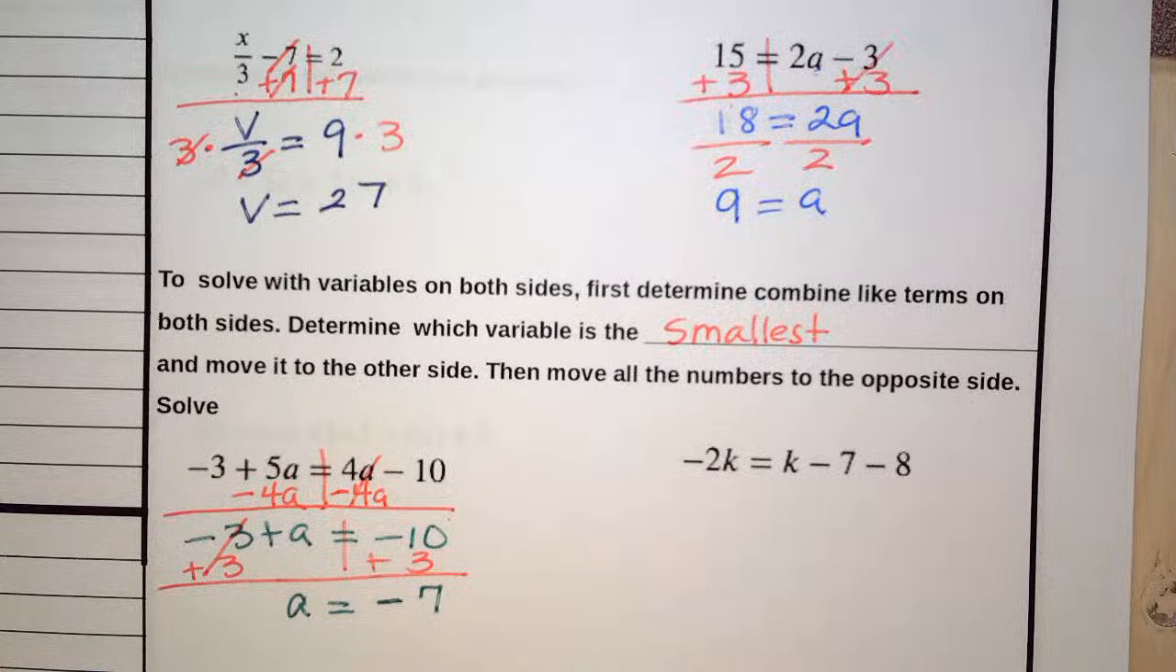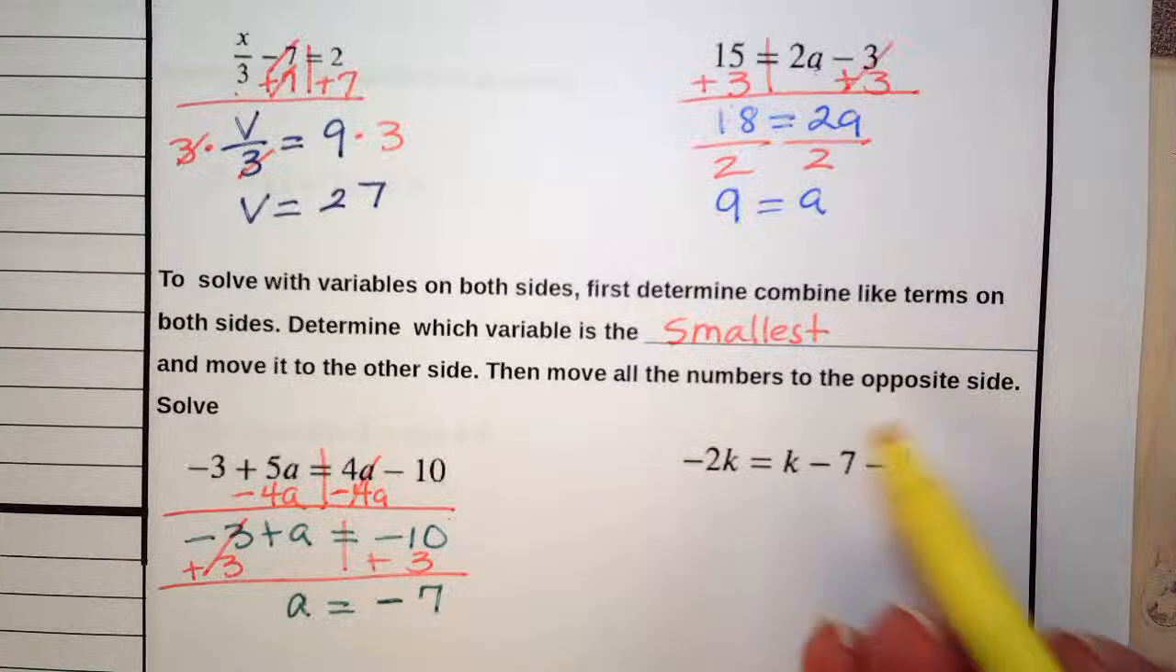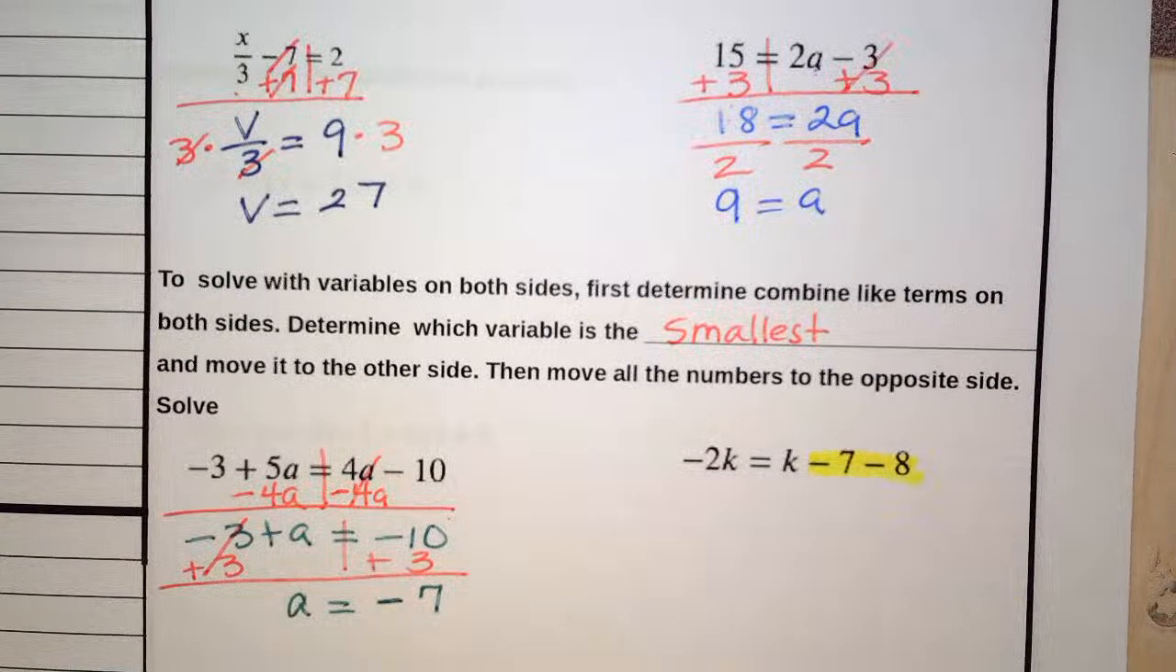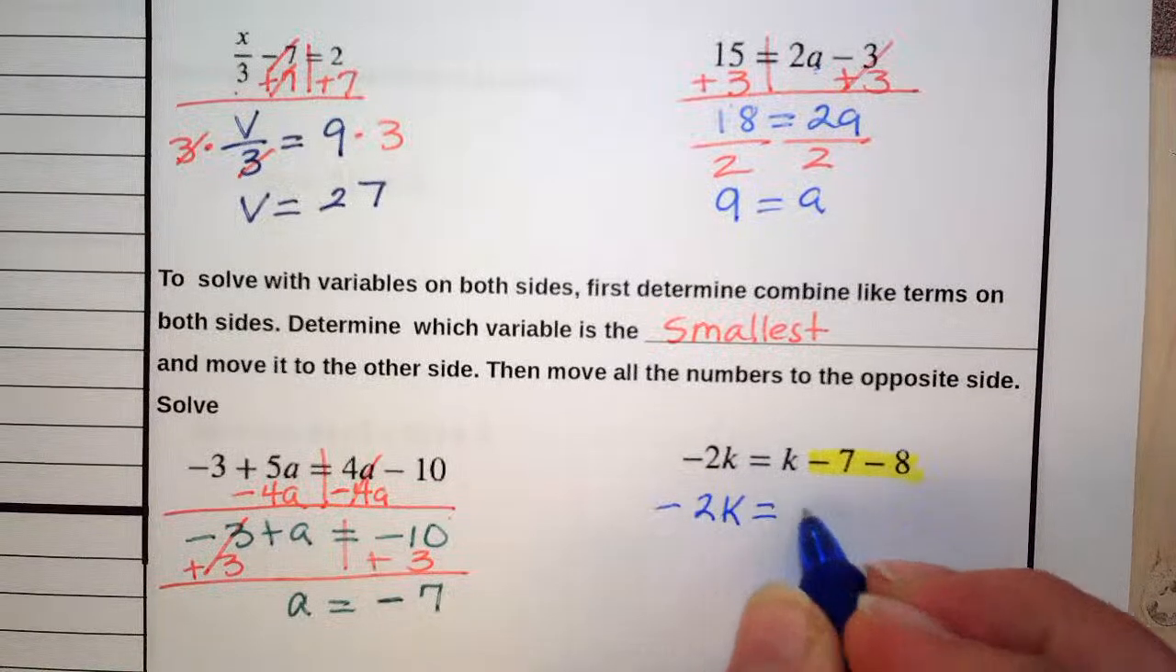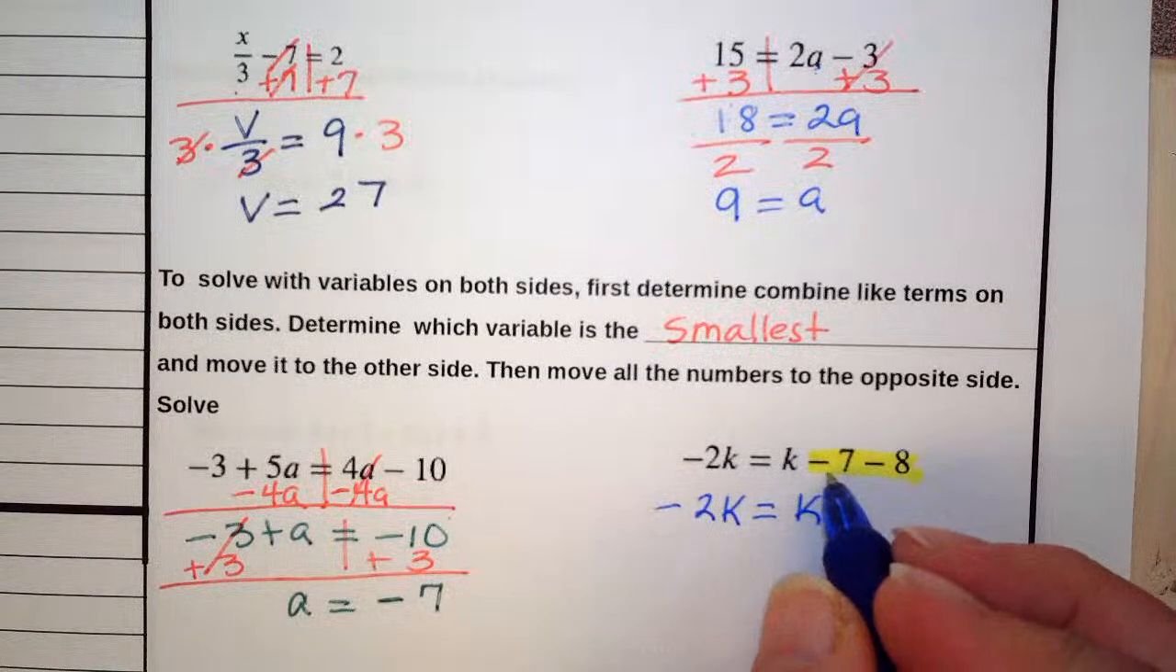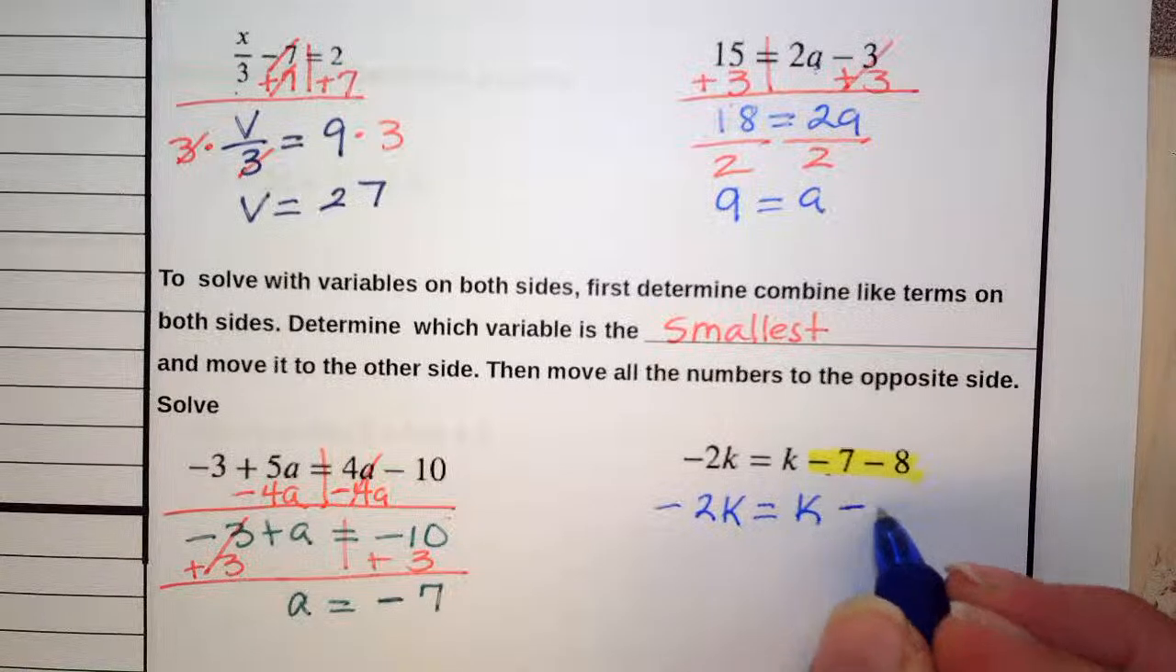For the next one, do we have both sides simplified? No. I have -7 minus 8 more. So I've got to combine those like terms. The -2k will not change. Is equal to k. -7 minus 8 more is -15.